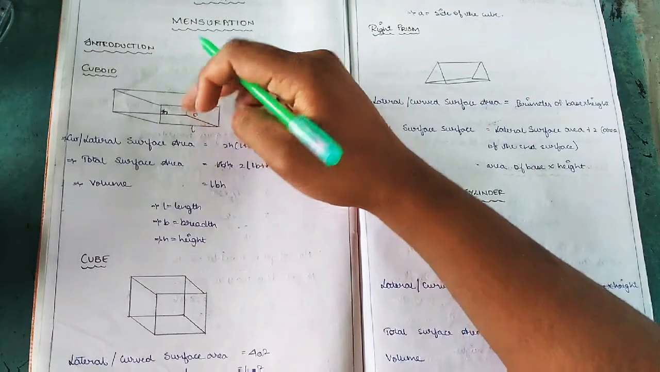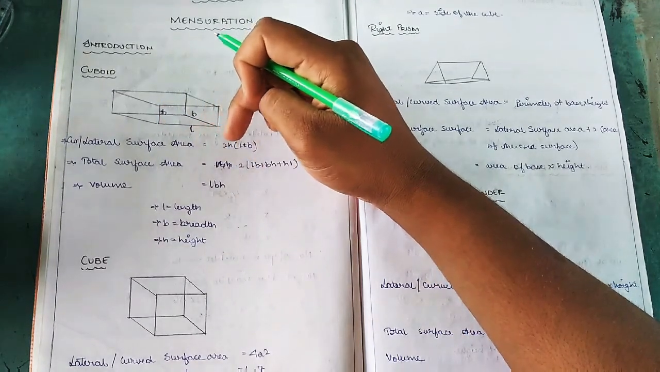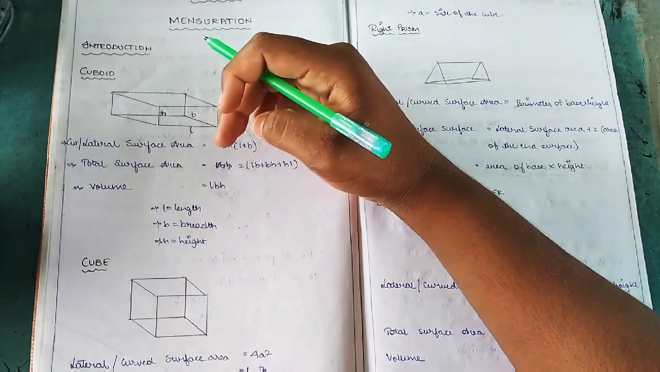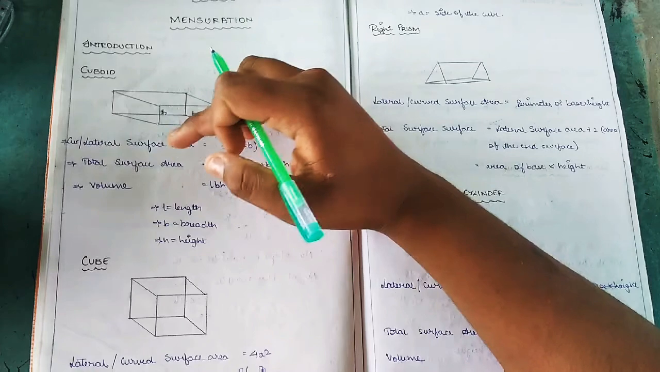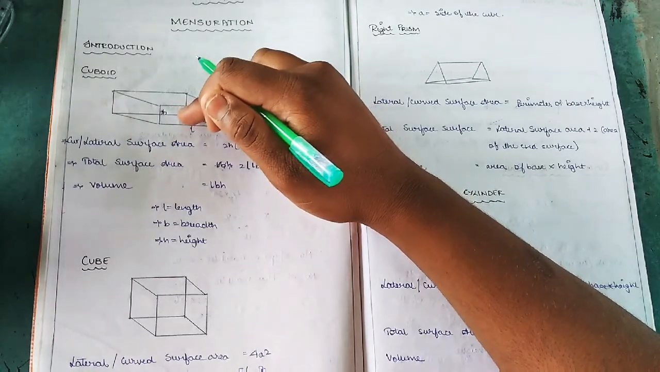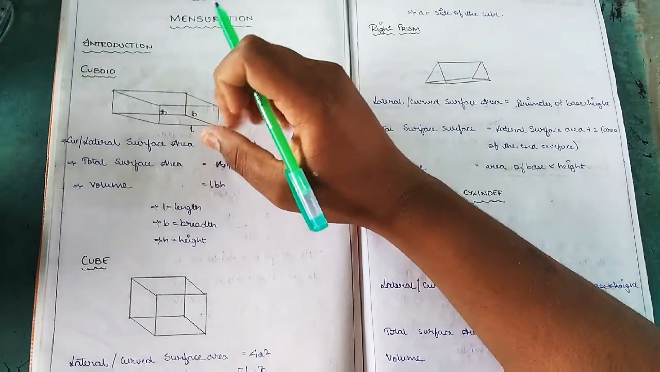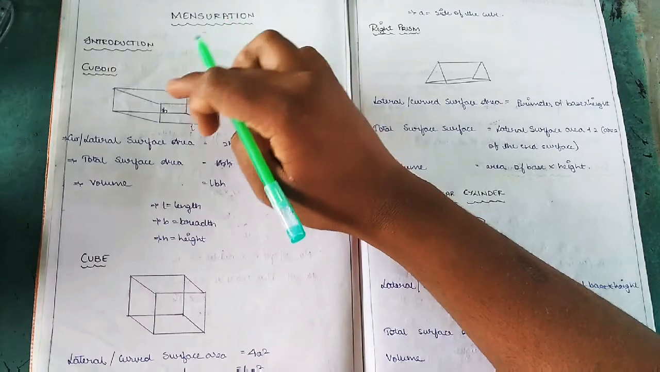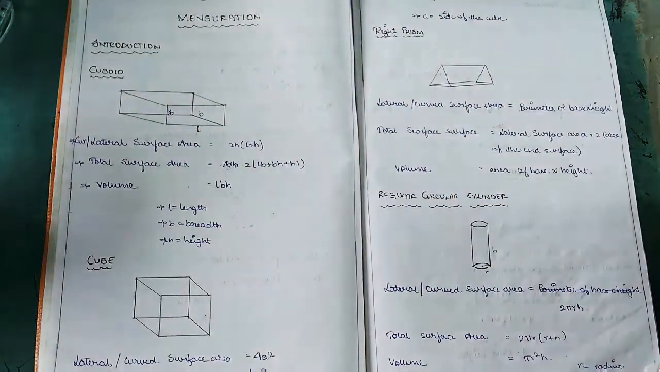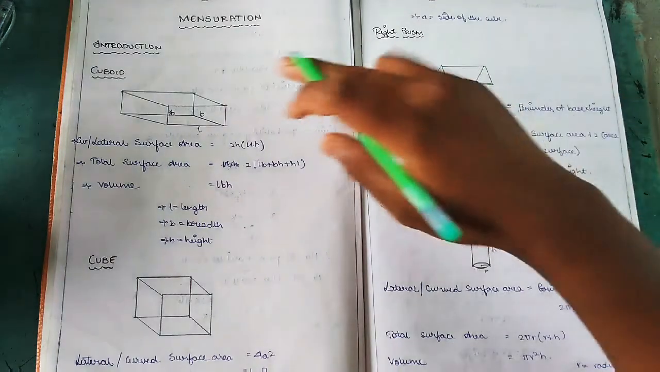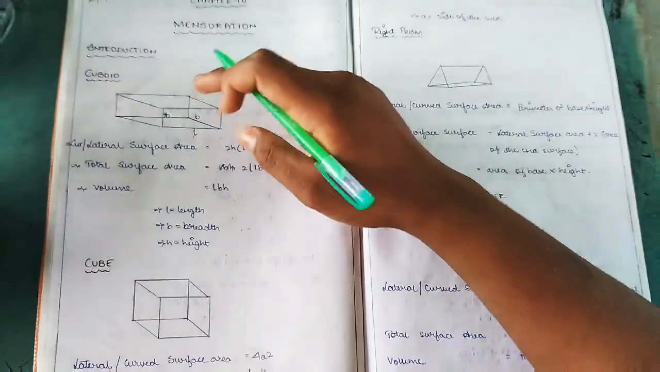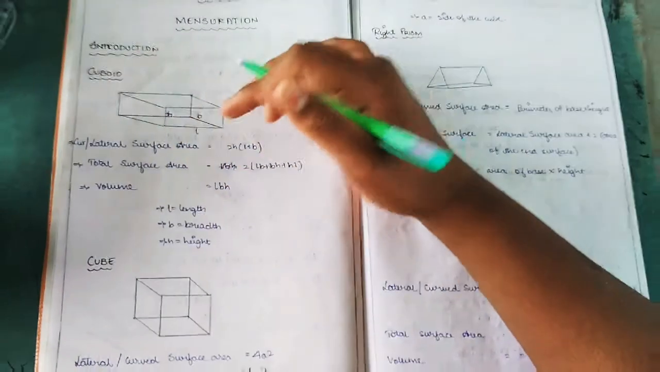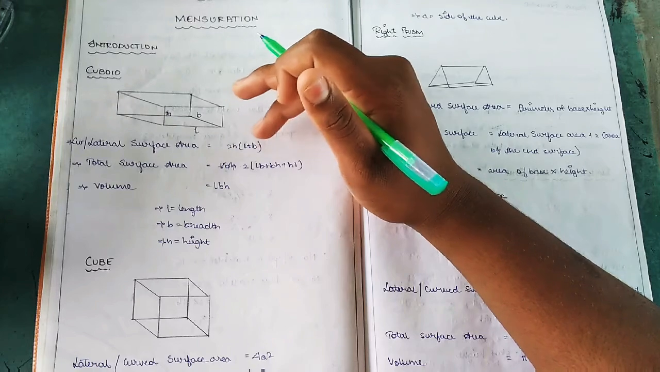So this is the cuboid. Curved surface area is equal to 2h(l + b). What is meant by curved surface area? Curved surface area means we find the area of all the sides, not the top and bottom sides. So the remaining sides are included, leaving out the top and bottom. So the curved surface area of this cuboid is 2h(l + b).